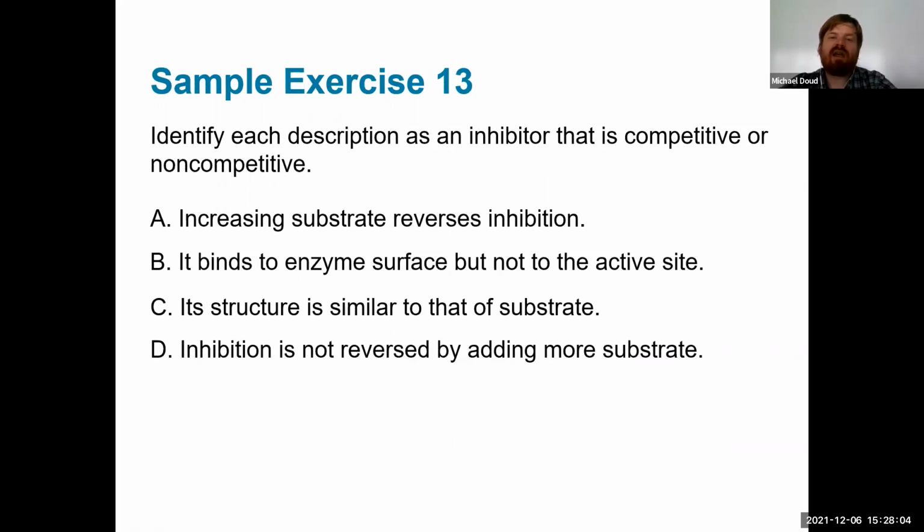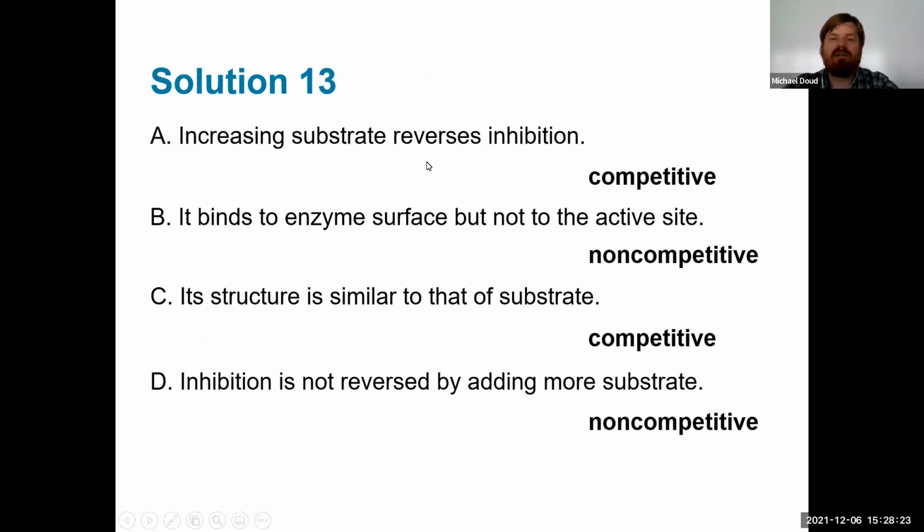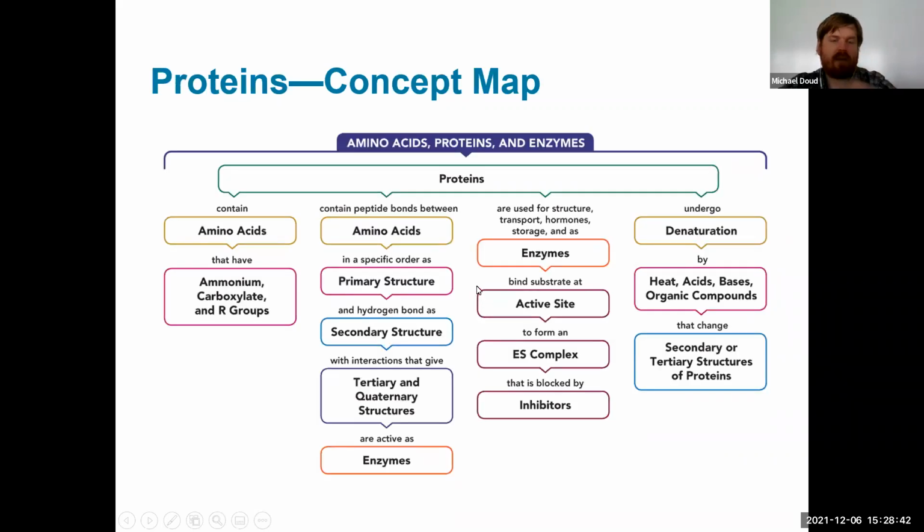Given the following descriptions, identify each of them as either a competitive or non-competitive inhibitor. So pause the video here, come up with your answers, and we'll take a look at the end in just a moment. Okay, so let's go ahead and check it out. So A, increasing substrate reverses inhibition. Well, that sounds like a competitive inhibitor to me. B, it binds to the enzyme surface, but not to the active site. That's a non-competitive inhibitor. C, its structure is similar to that of the substrate. That sounds like a competitive inhibitor. And then finally, D, inhibition not reversed by adding more substrate. That's a non-competitive inhibitor.